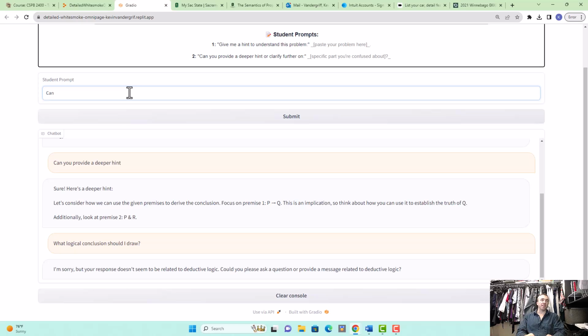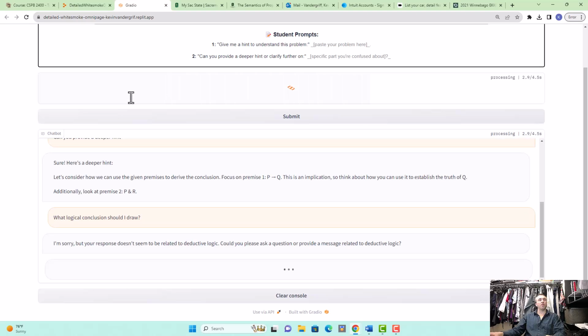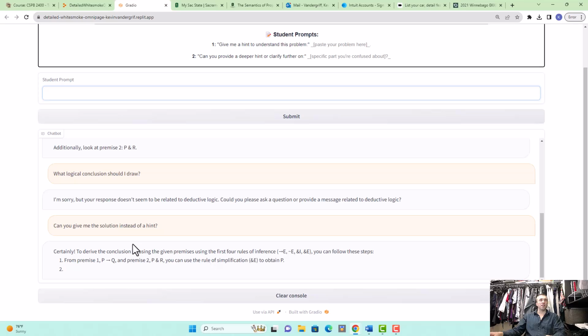And if they're more direct, like, can you give me the solution instead of a hint? Okay, so it will still reinterpret it charitably. It's always trying to gauge the intent, and if it can take it as asking for a hint, it will. As far as I know, it won't give you the solution, even if that's part of the term in there. I do have a line of code where if it contains both a term like hint or solution, it'll go with hint. So that's what it did here, and it gave even a little deeper hint. It actually used the rule of simplification to obtain P. And then, can you just give me the solution?